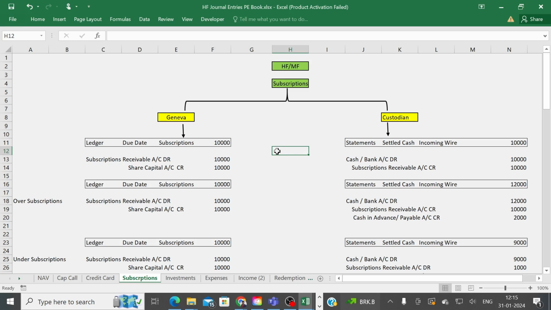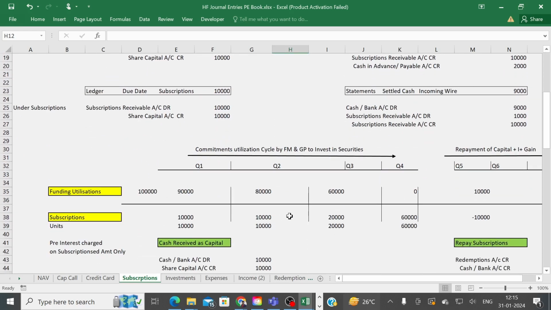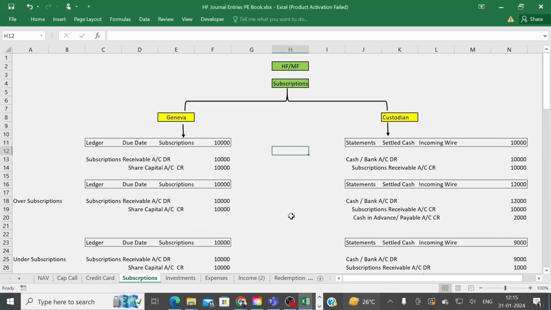So I'm done with the subscription module. Quickly we'll go through the other modules as well. All right. I'll also share this Excel sheet, so you can practice it and share it back with me as well.